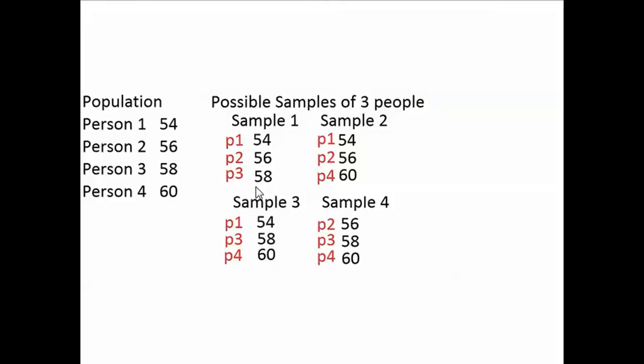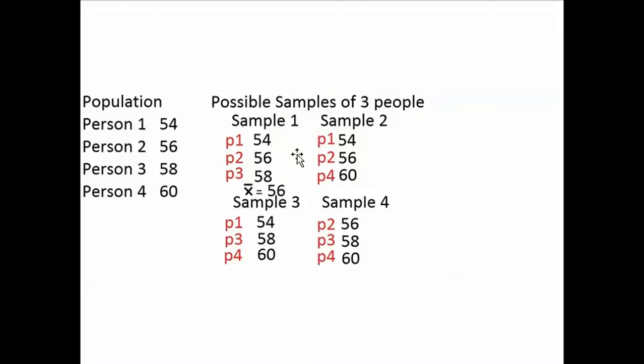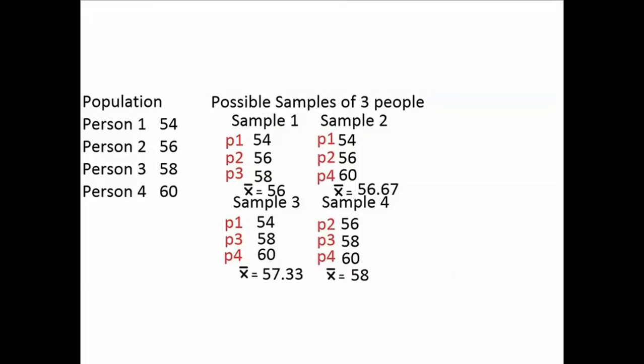If we calculate the mean of each possible sample of 3 people, and then we write out those 4 sample means over here, those 4 sample means will make up the sampling distribution for the sample size of 3. So let's do that. We can calculate each sample mean by just adding the 3 numbers in the sample and dividing the total by 3. So if you add these 3 numbers and divide the total by 3, you get 56. If you add these 3 numbers and divide the total by 3, you get 56.67. And these are the other 2 sample means.